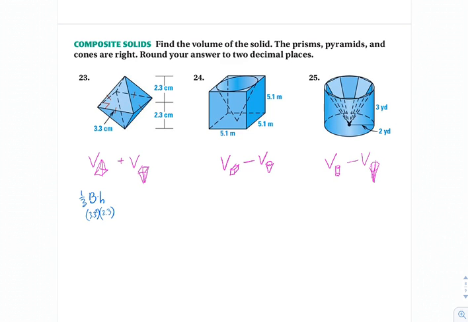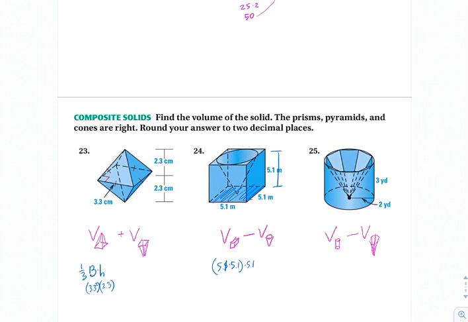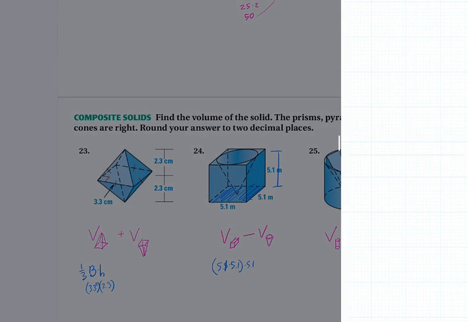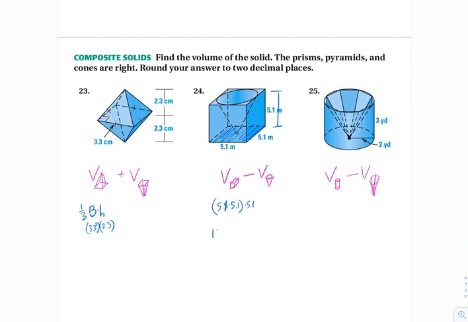Let's do them both. So volume of the cube here, again, just like above, let's just choose the bottom as the base. So 5.1 times 5.1, and the height is the same height as the cone, which is 5.1. So, okay, 5.1 to the third power is 132,651. Okay, and that was exact.